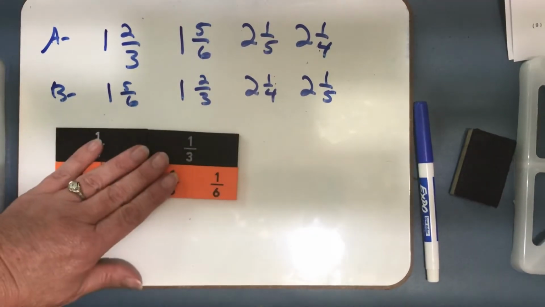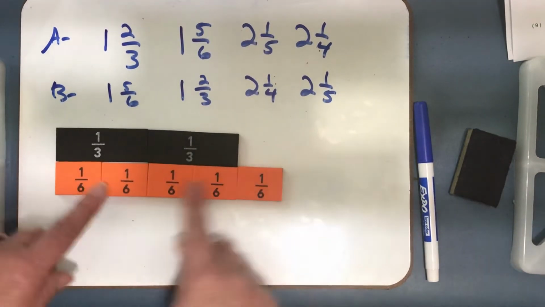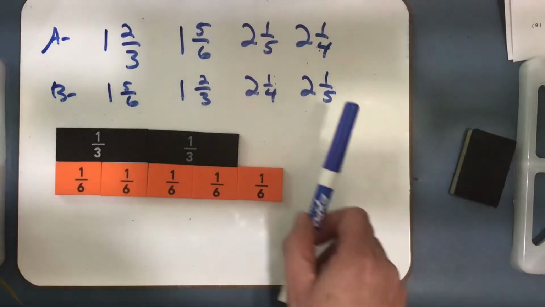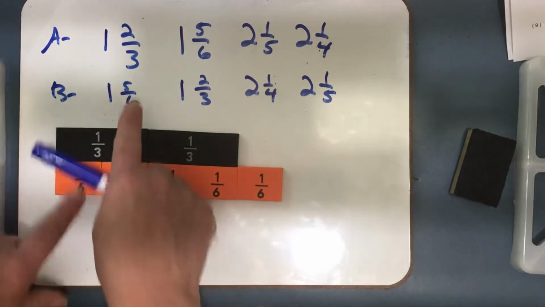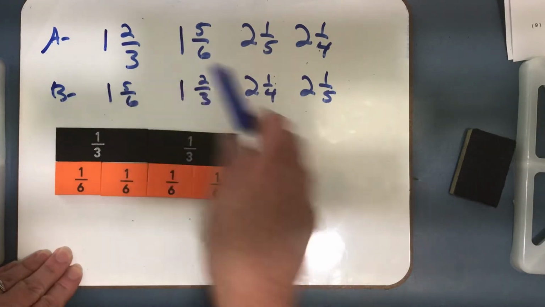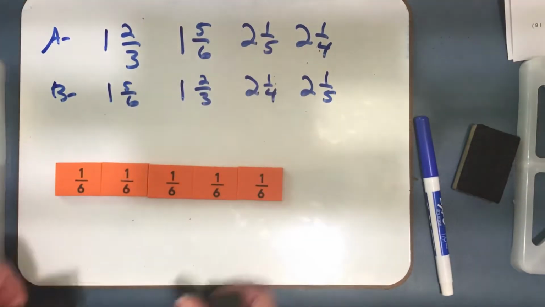That's only 4/6, and 5/6. All right, 5/6 is greater. So if we're going from least to greatest, we should have 1 2/3 first, and then 1 5/6. Okay, now let's just double check to make sure that 1/5 is less than 1/4.